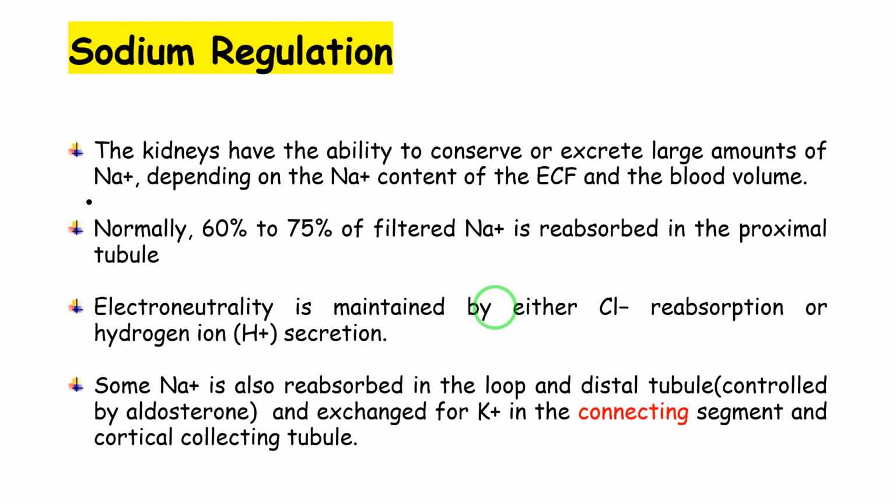When sodium is filtered, about 60 to 75% is reabsorbed back to the circulation. This occurs usually in the proximal convoluted tubule, and also part will be reabsorbed in the loop of Henle and the distal tubule by the effect of aldosterone, and it will be exchanged for potassium.